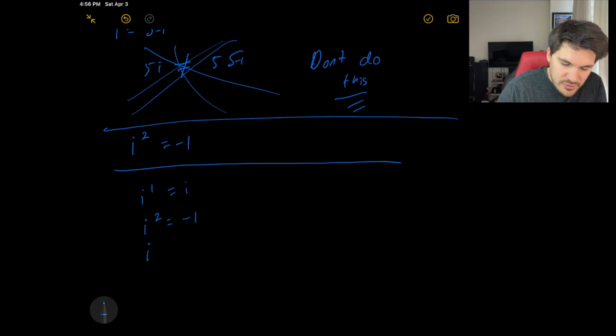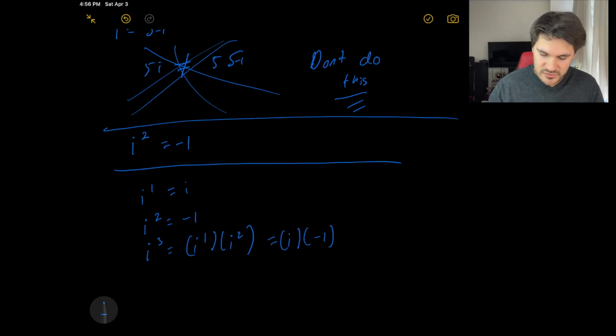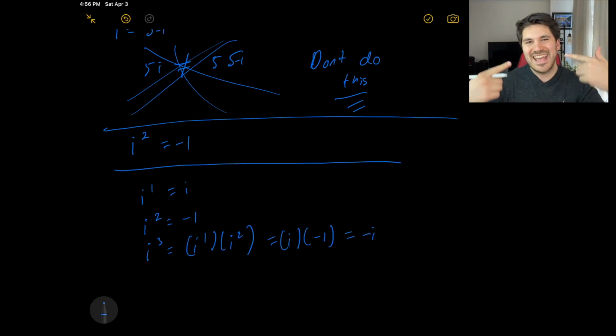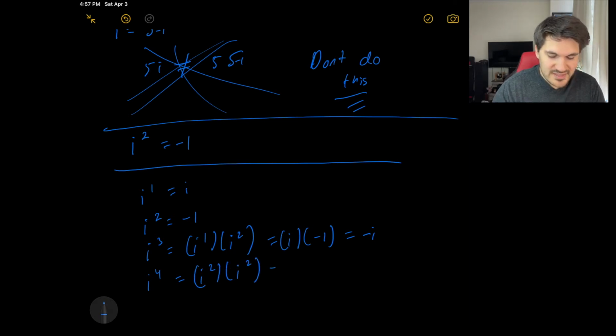i to the third, think of it this way. i to the third is simply i to the first power times i to the second power, right? i to the first power is just i. i to the second power is -1, so this gets you -i. So i to the third power is -i. i to the fourth power is just i squared times i squared. So this gets us -1 times -1, which becomes +1.